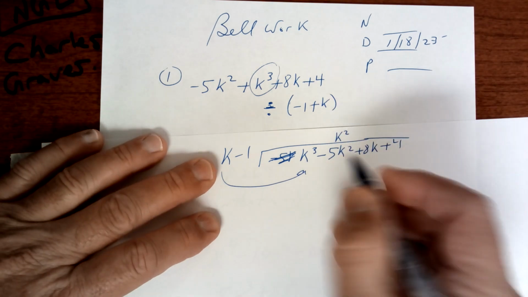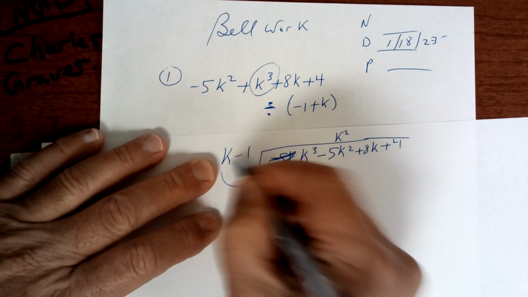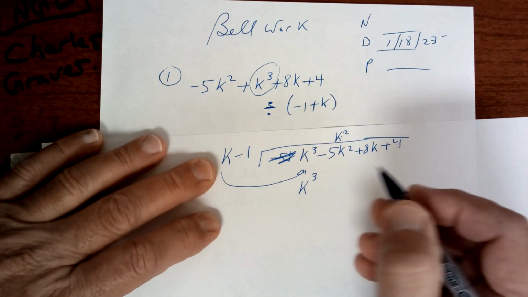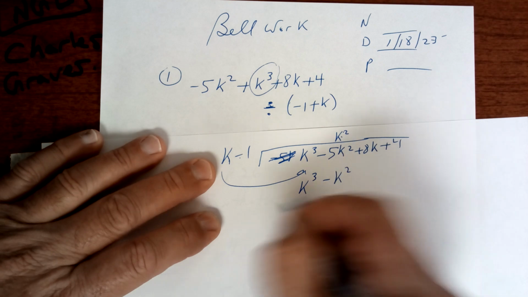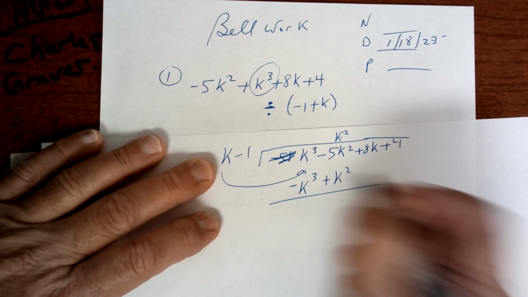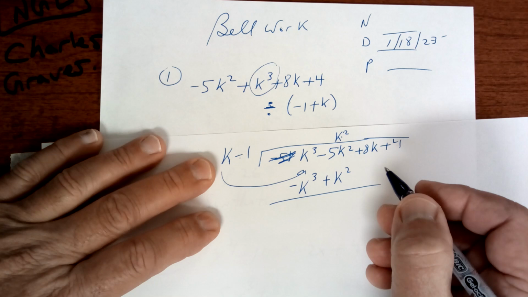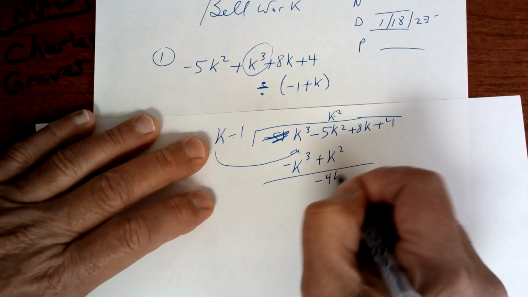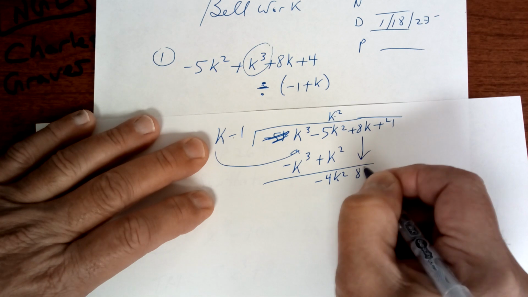You're going to get k times that is going to be k to the third power. This times this is going to be negative k squared. When you subtract, this changes like that. So that's going to become a negative 4k squared. Bring down the next number, 8k.